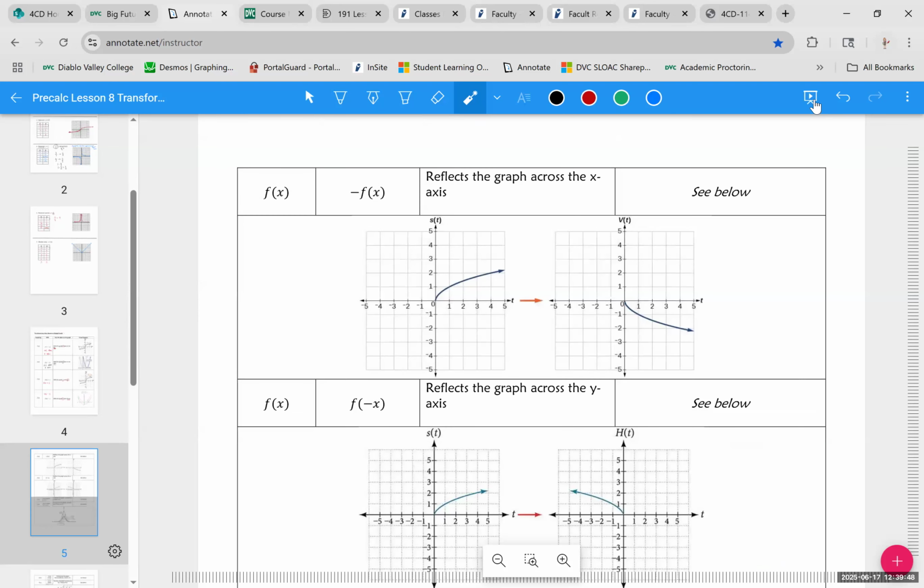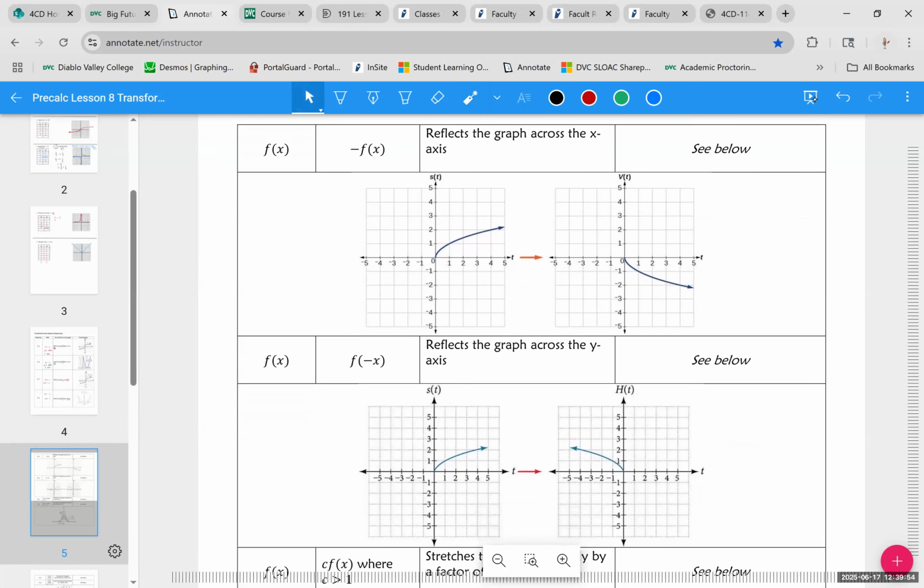We also have reflecting. Okay? So there's basically two different places we're going to reflect: across the x-axis or across the y-axis. How do we tell what's happening? So again, if I take my function and I multiply the whole thing by a negative, so this is negative times your equation, that's going to reflect it across the x-axis.